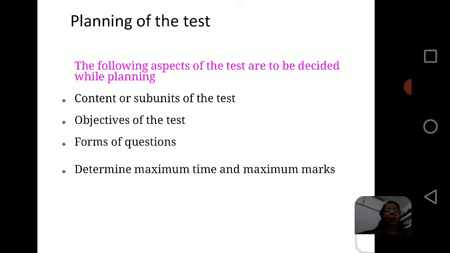Then while planning, you have to determine what are the knowledge level objectives, what are the understanding level objectives, what are the application level objectives, and what are the creativity level objectives. I have explained these objectives with regard to the topic balanced diet in the first segment of our class. That's it. It's very simple.